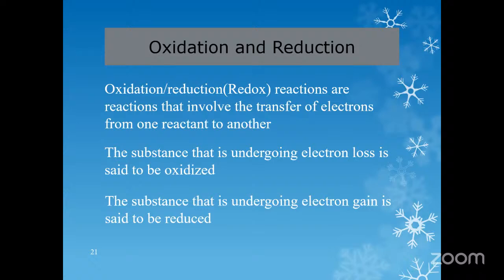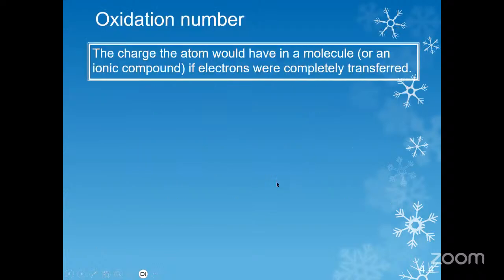There is a mnemonic that is used to remember this, and you might find it helpful: OIL RIG. Oxidation involves loss of electrons. Reduction involves gain of electrons. I don't know if that helps, but you can use that to help you remember the difference between the two, all right? That's basically what is involved in a redox reaction.